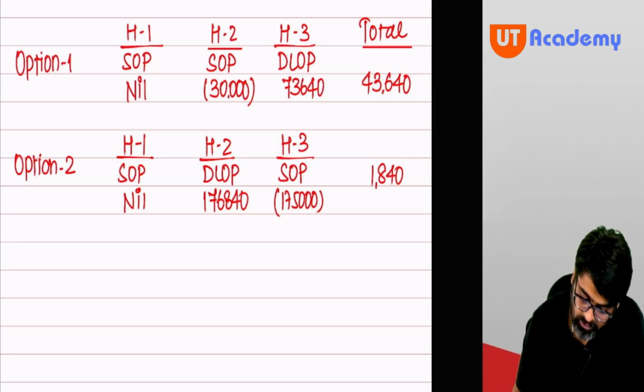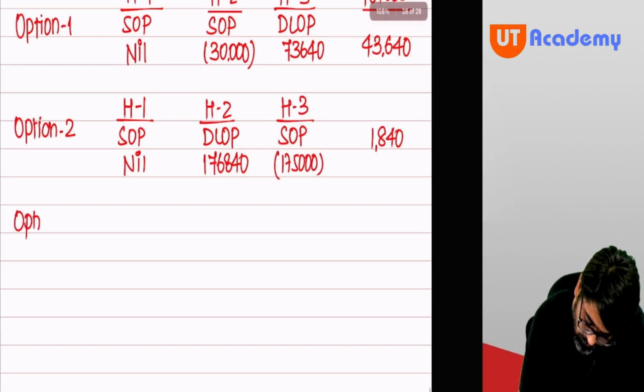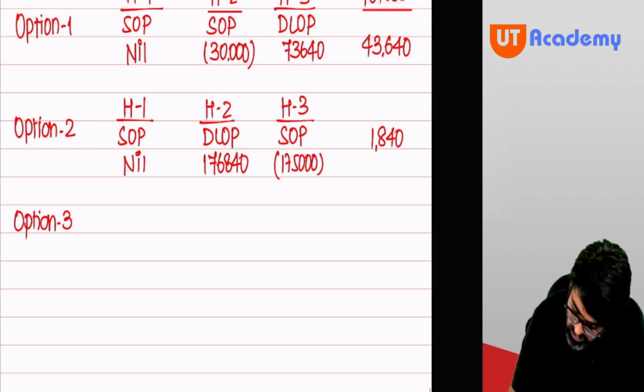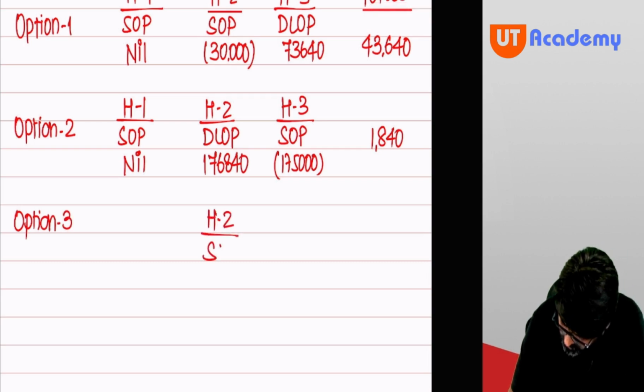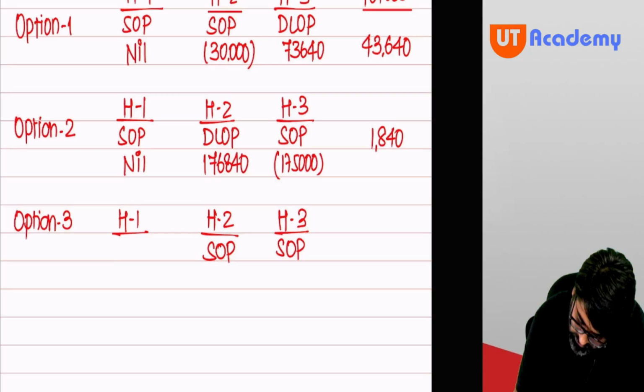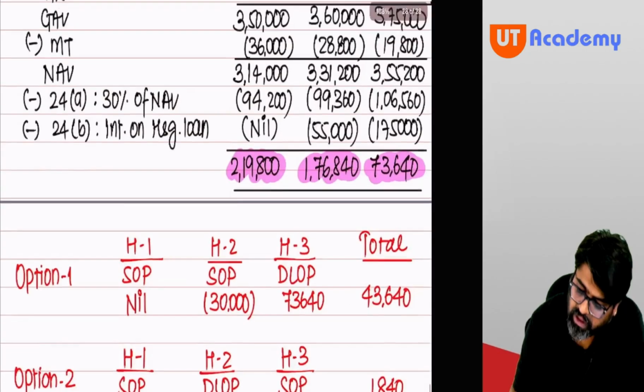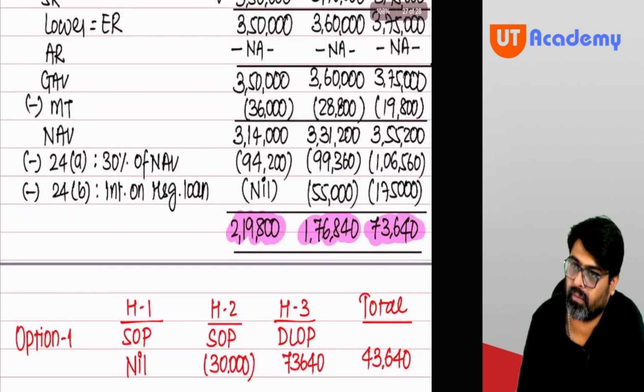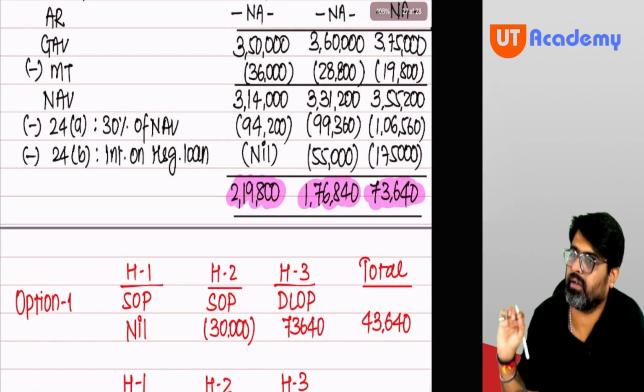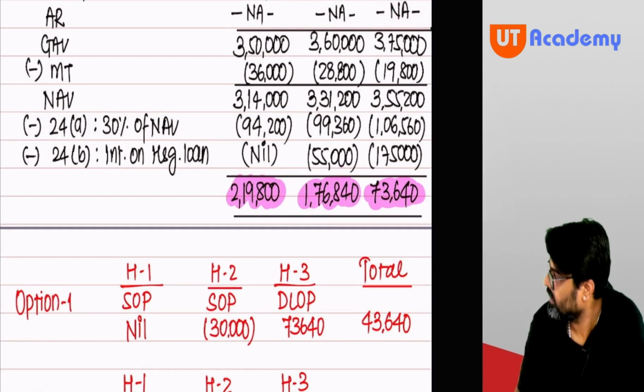Yes or no? So in option number 3, what I will do? H2 I will take as SOP and H3 also I will take SOP. Then H1 I will have to take as DLOP. Now go to the second table. What is the income of H1? If H1 is DLOP, what is the income?